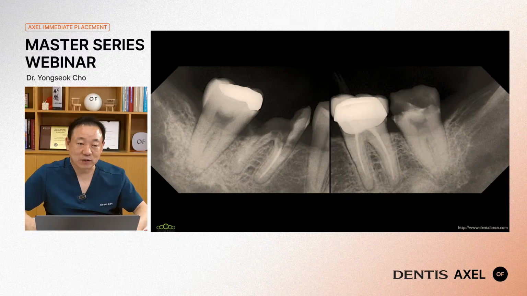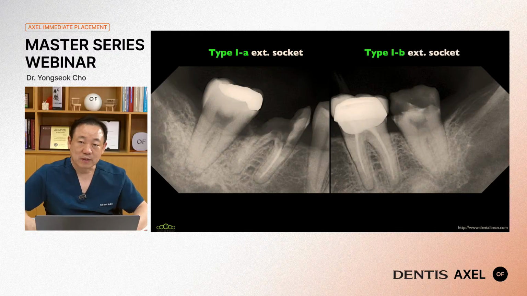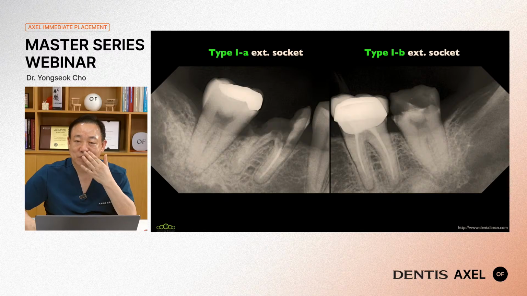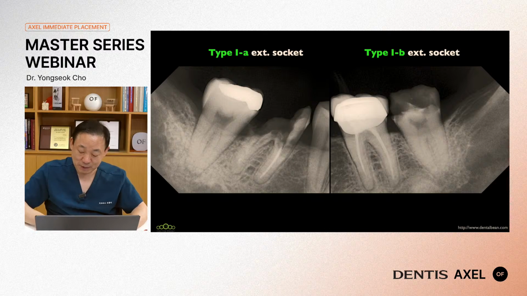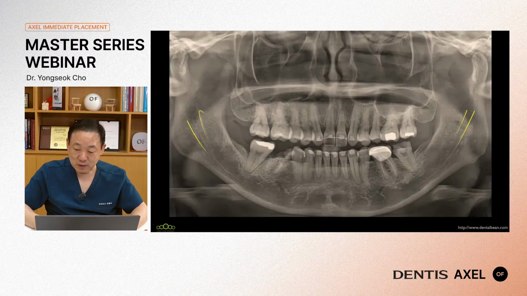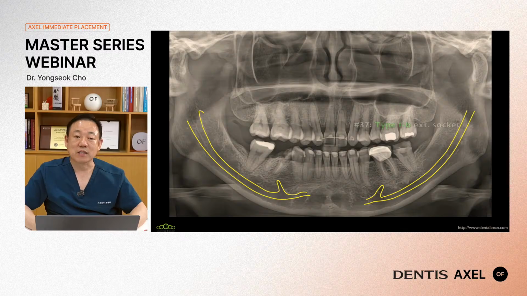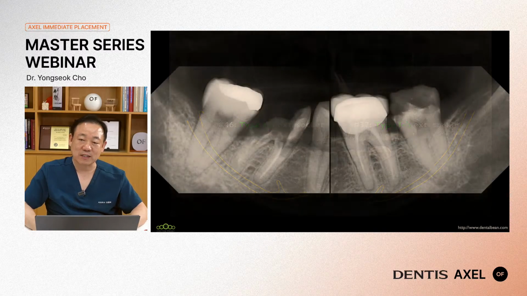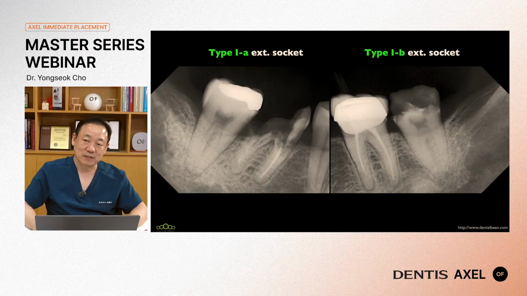The first molar is an endodontically treated tooth, so I must extract very carefully. In this radiograph image, left side, your right picture, it is type 1B extraction socket. Let me go back, sorry. It is not type 1A. The 46 is type 1A. 37 is type 1B extraction socket. It is very near the mandibular canal.